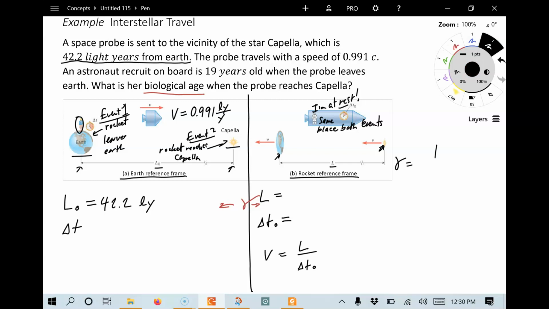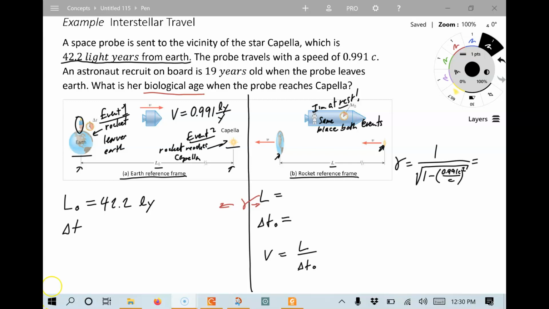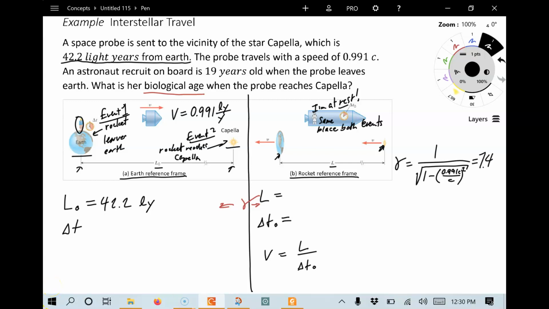Gamma is equal to 1 divided by the square root of 1 minus (0.991c divided by c) squared. The c's cancel, and when we put this into the calculator, we get a value of about 7.47.